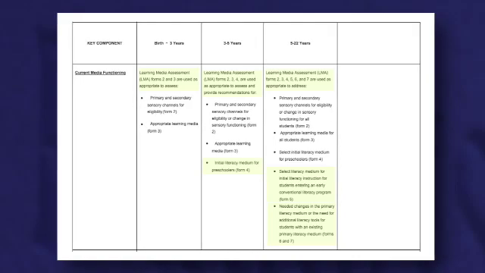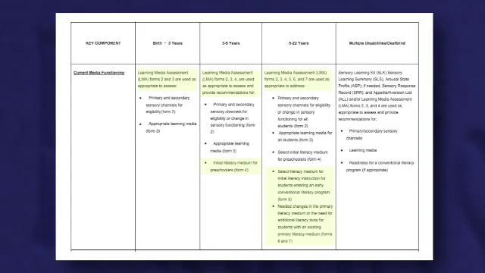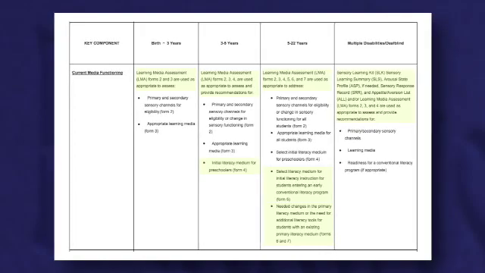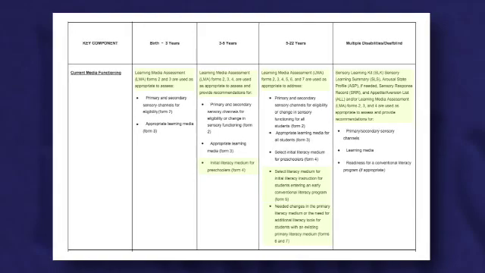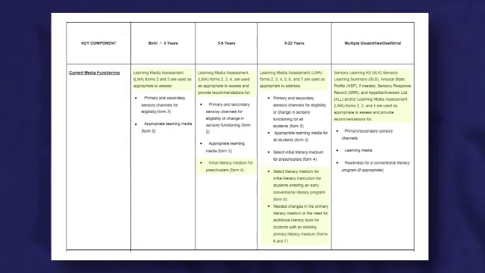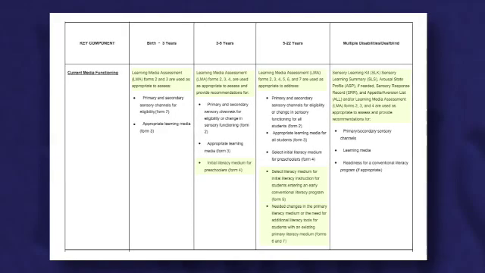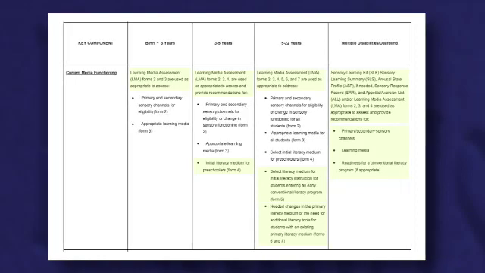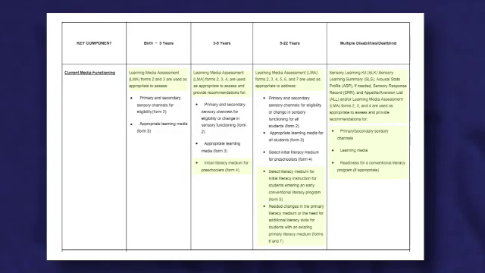The fourth column heading is Multiple Disabilities/Deaf-Blind. In addition to LMA Forms 2, 3, and 4, a sensory learning kit, sensory learning summary, arousal state profile, sensory response record, and appetite aversion list would be used if needed and appropriate to assess and provide recommendations for primary and secondary sensory channels, learning media, and readiness for a conventional literacy program, if appropriate.